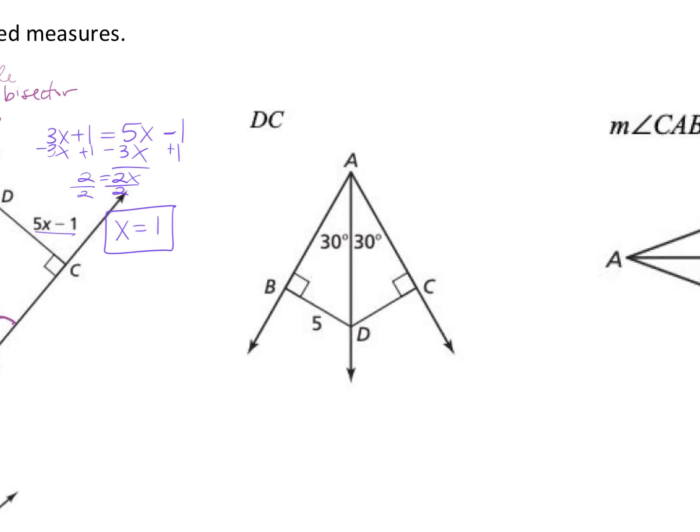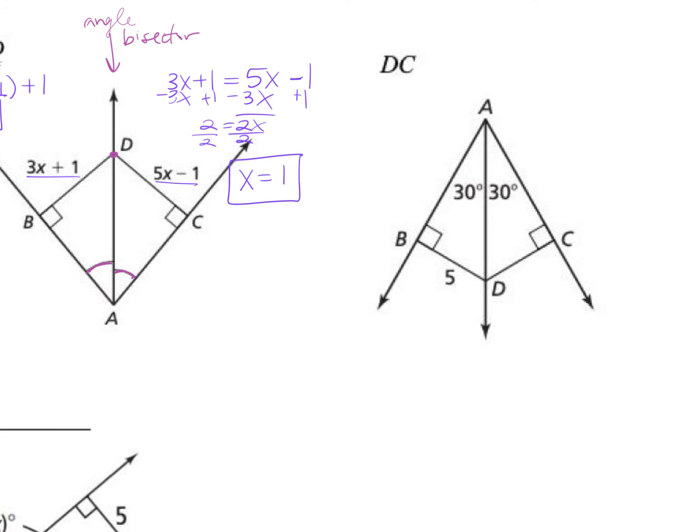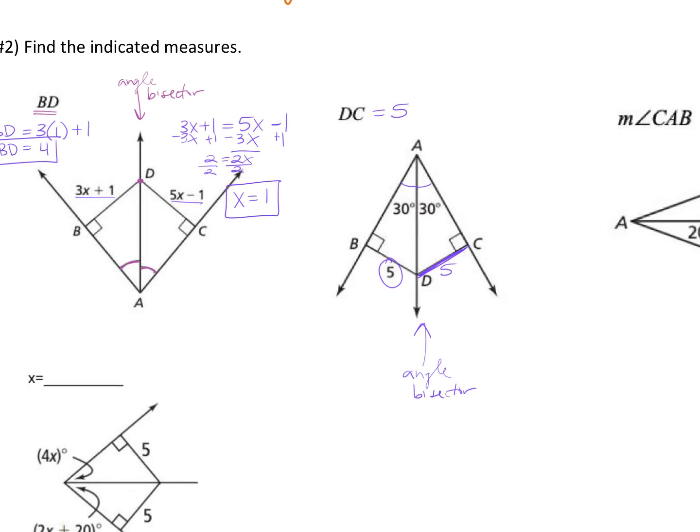Okay, look at this one. They want to know what the length of DC is. It's 5, right? If they tell you these angles are congruent, then this is an angle bisector. And if you have an angle bisector, the distance to the angle is the same. So if this one is 5, then DC also is 5. That's not bad, right? It's very doable.